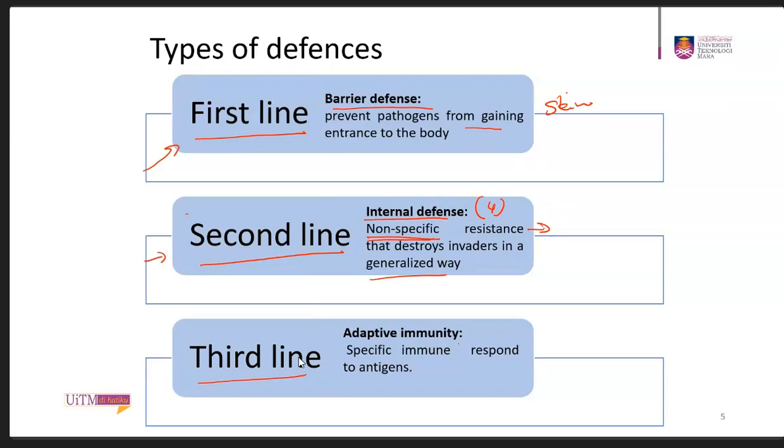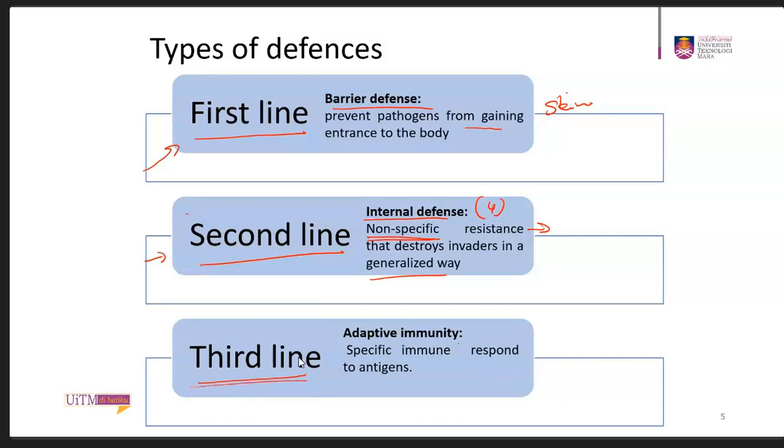So whenever a phagocyte encounters any pathogen, it will engulf it. So that is what it means by non-specific. It meets the pathogen, engulfs and destroys, for example. Not specific. Meets virus A, it engulfs. Meets virus B, it engulfs too. Meets virus C, it engulfs too. For example, okay? So that is non-specific. So that destroys invaders in a generalized way, engulfing and destroying the virus or the pathogen.